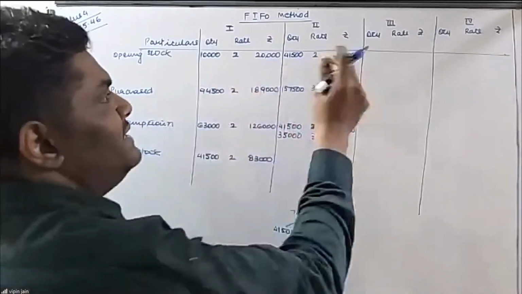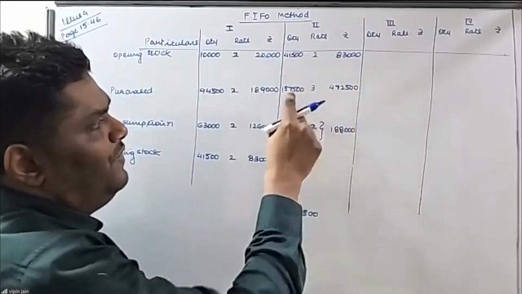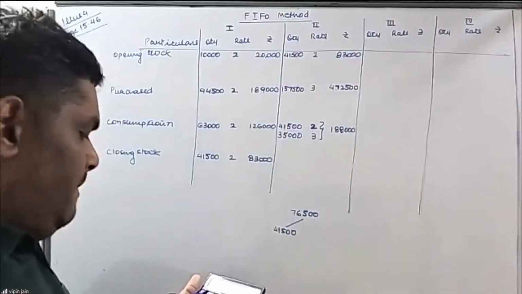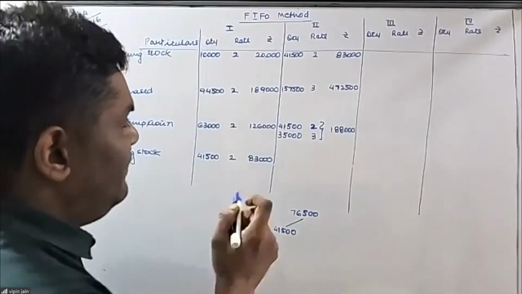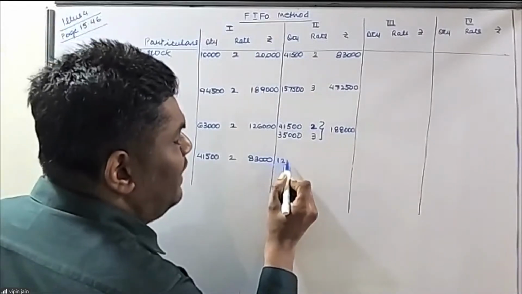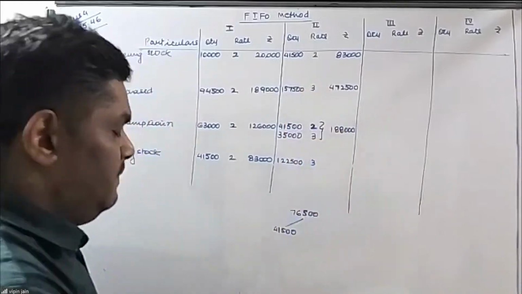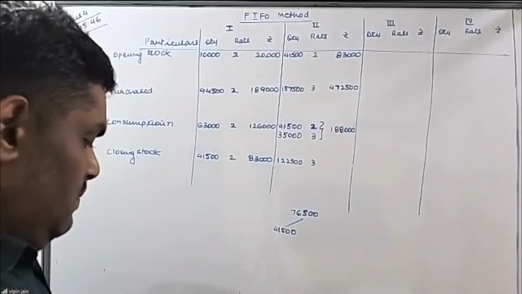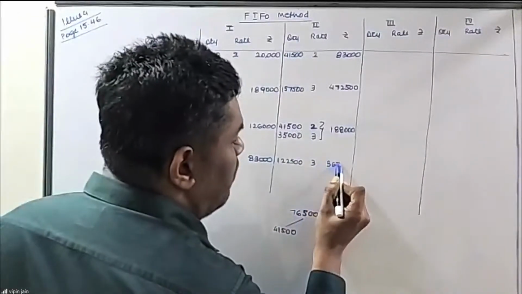So now this is finished, 41,500 is finished. Of this 157,500, 35,000 is consumed. So still we have 1,22,500 in our hand at rupees 3. So this will be 367,500.